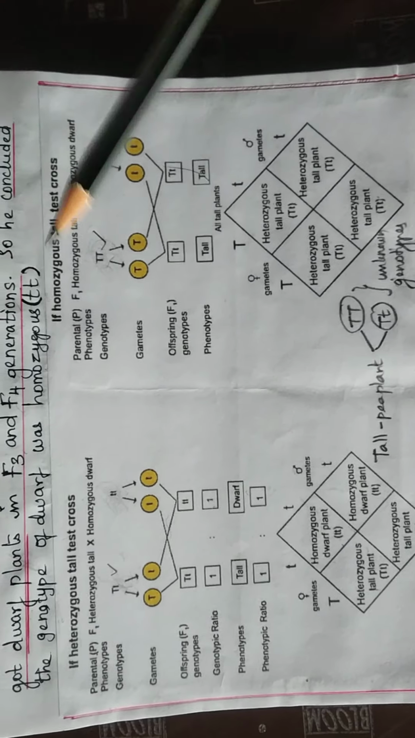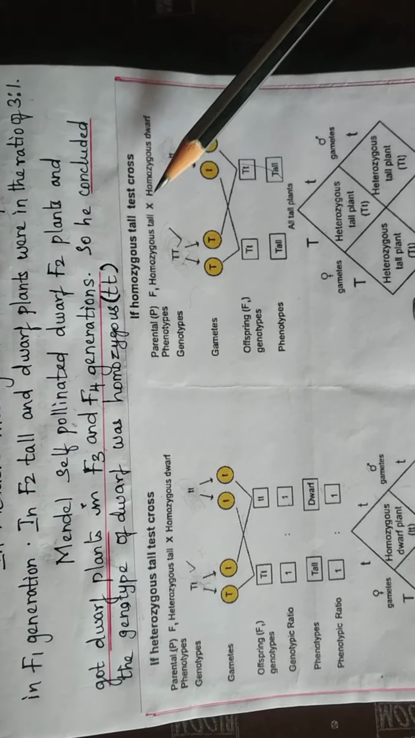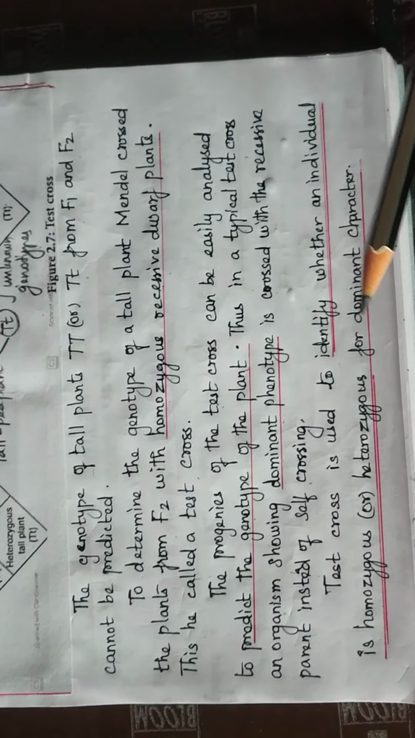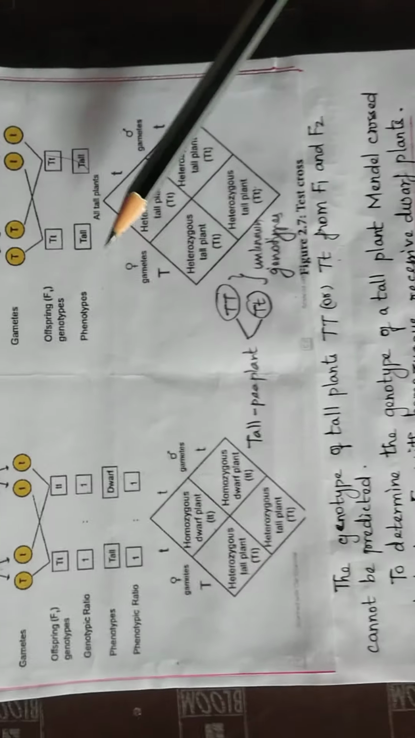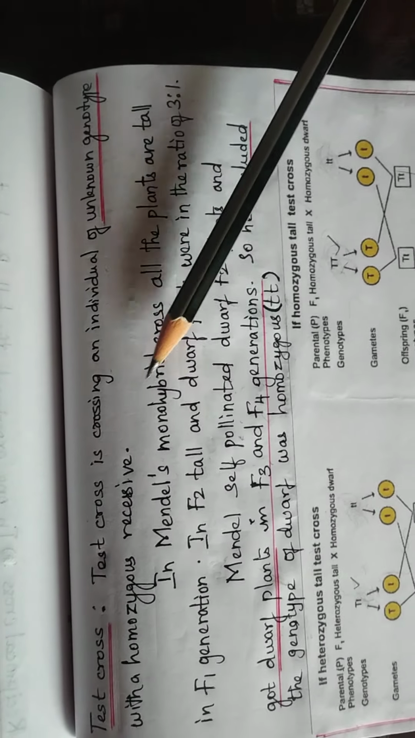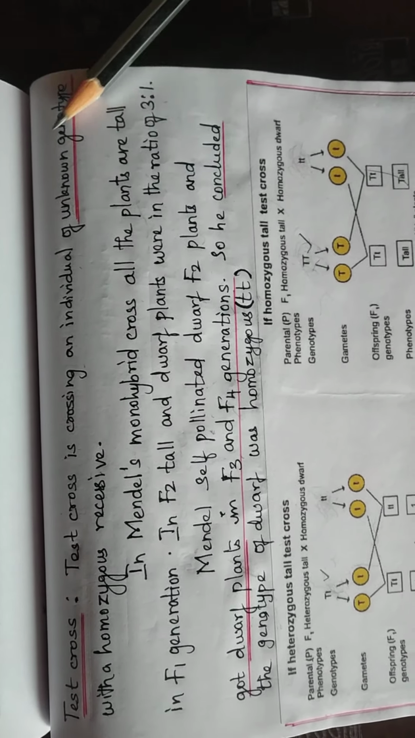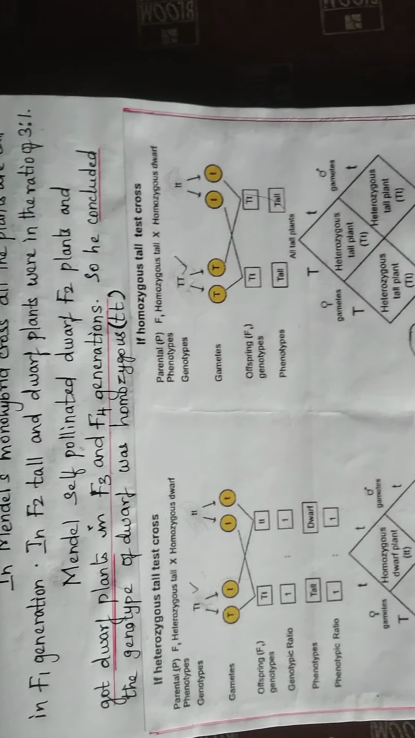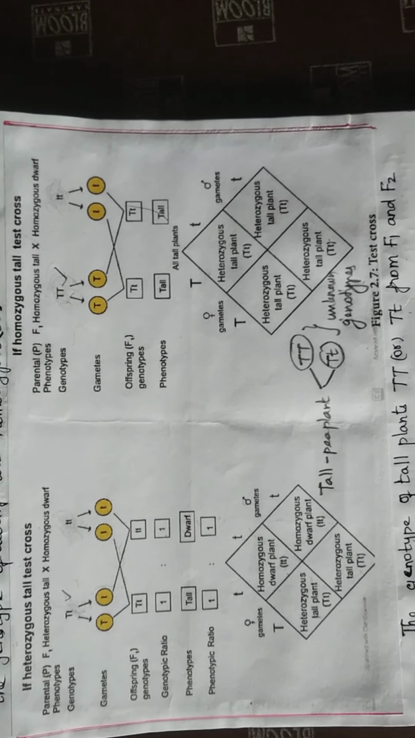So to find out the unknown genotype, you have to cross with the recessive parent, homozygous small t small t. We can easily find out whether it is a homozygous or a heterozygous condition. This we call a test cross, that means crossing an individual of unknown genotype with a homozygous recessive. Okay, so thank you. You can see in the next class.